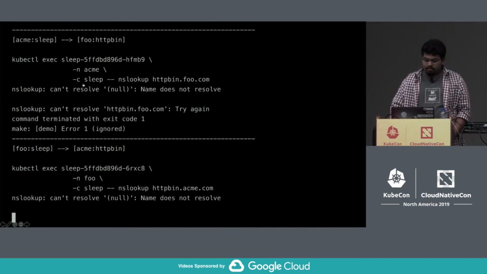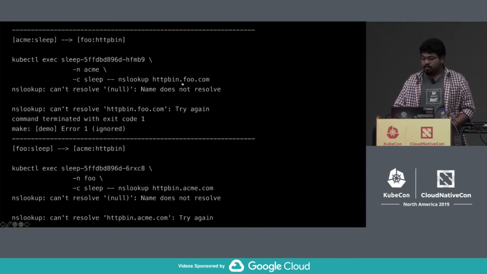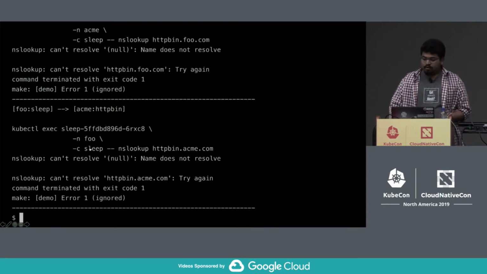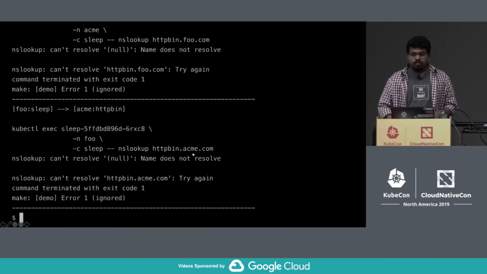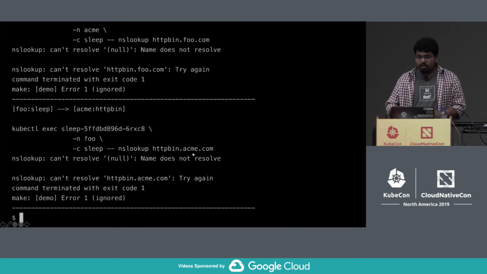But in the third case, it fails because the sleep service in Acme cannot access the HTTP bin in foo, and the other way around as well. So the sleep service in foo cannot access HTTP bin in Acme. And this is all done by using the DNS filter that I spoke of earlier. And we can do all sorts of creative things with the filter.